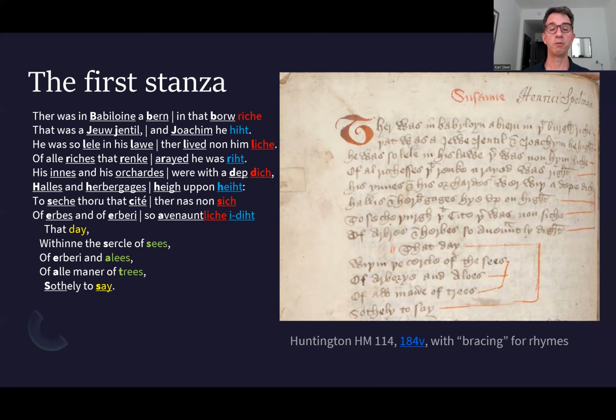I'm going to read this to you in Middle English, and I want you just to pay attention to the sounds of it, because this will help you understand what it is doing as poetry. And I'll translate it in a little bit.